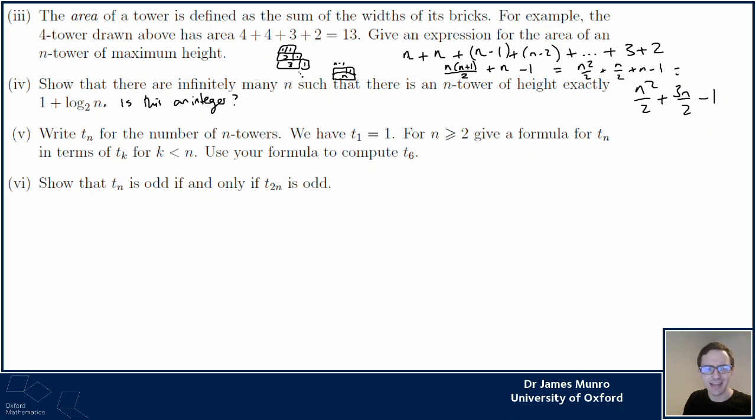1 plus log 2n. I suppose if this is going to be a whole number, then I would need, I think, n to be 2 to the m for some m. If that's going to be a whole number at all, the height's got to be a whole number. If it is 2 to the m, then it's m plus 1 doing the logarithm. Is that good enough? Can I find towers with n is a power of 2 and height m plus 1, where the bottom brick is 2 to the m?